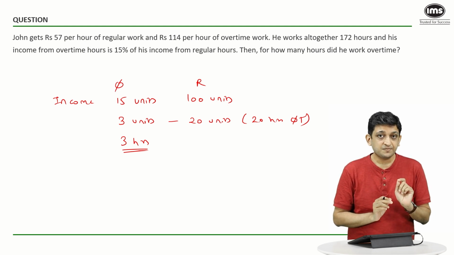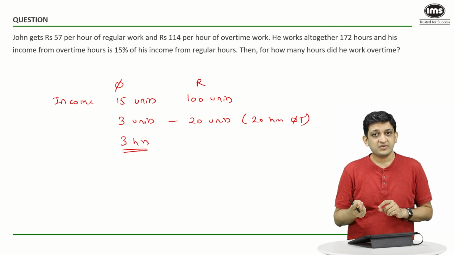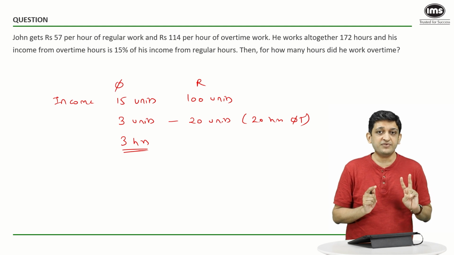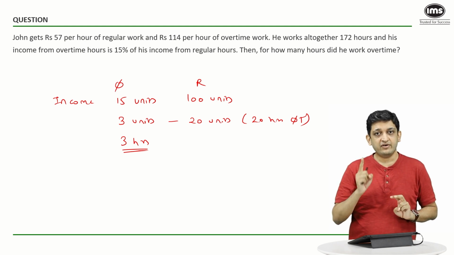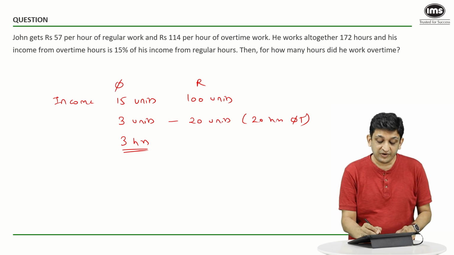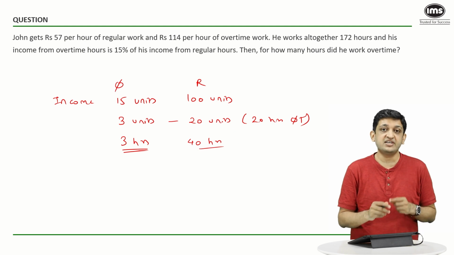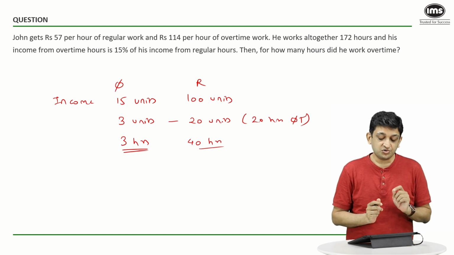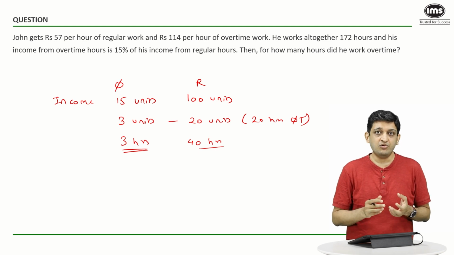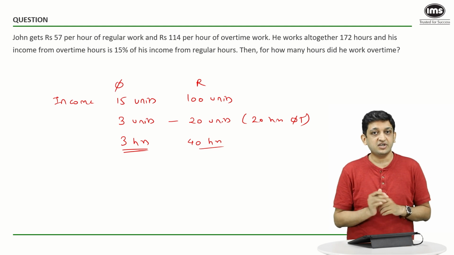If you look at the question, 1 hour of overtime work pays him 114 rupees. But to get these 114 rupees, he has to put in 2 hours of regular time work. So 1 hour of overtime work is equivalent to 2 hours of regular time work. So 20 hours of overtime work will be equal to 40 hours of regular time work. So if he wants to earn money in the ratio of 3:20, then he has to put in effort in the ratio of 3:40 in terms of overtime to regular time.